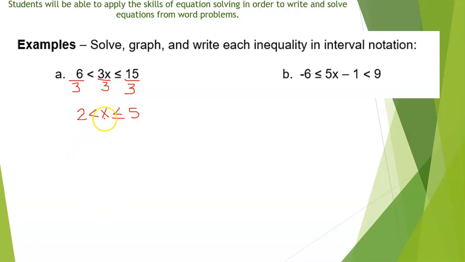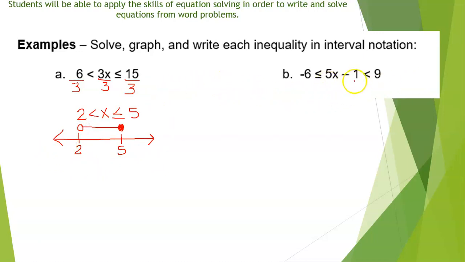Beautiful. Now we have x all by itself in the middle. And x is between these two numbers. So when I go to my number line, I'm going to have a 2 that has an open dot, and a 5 that has a closed dot. And because x is between those, I'm going to connect them. Okay?